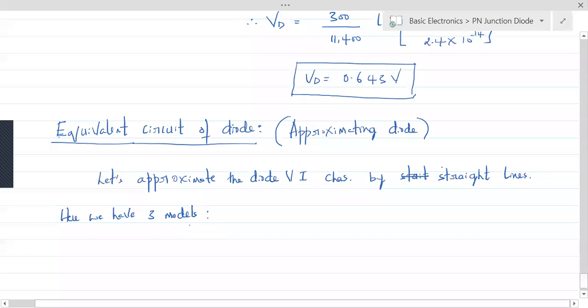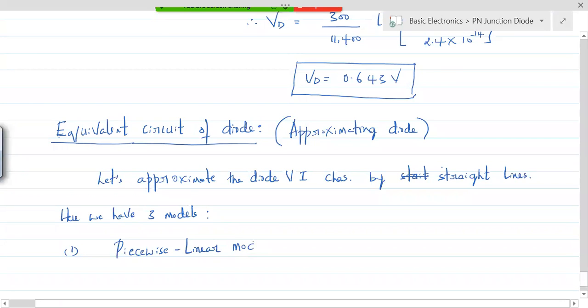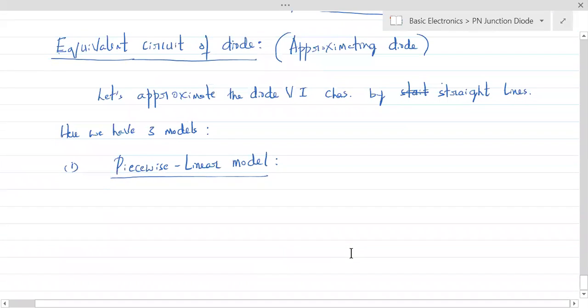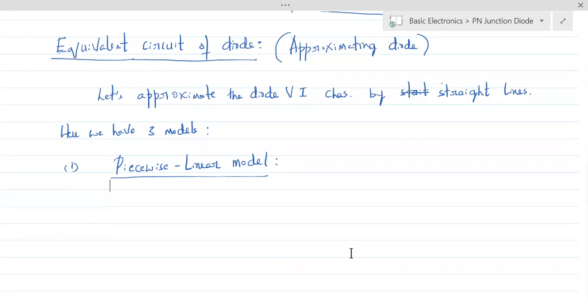Three different models of approximations. So the first model is, everybody take down this, the piecewise linear model. Piecewise linear model is the first model. I'll explain all the things here. If we approximate the diode, how can we represent the diode in forward bias, in terms of the resistor or the voltage? That is what we are going to see now, everybody.